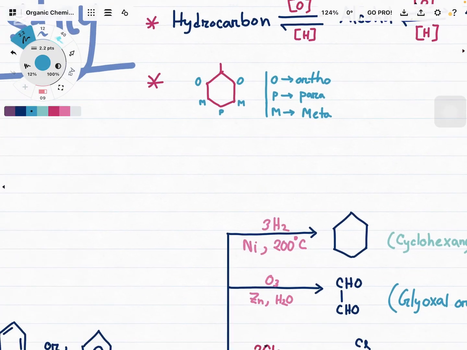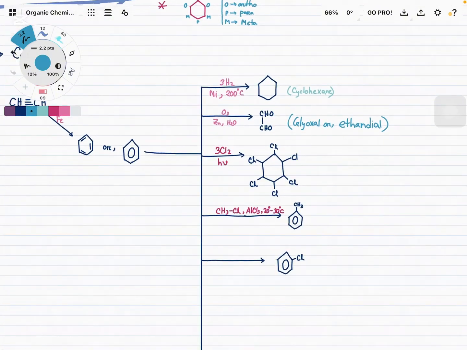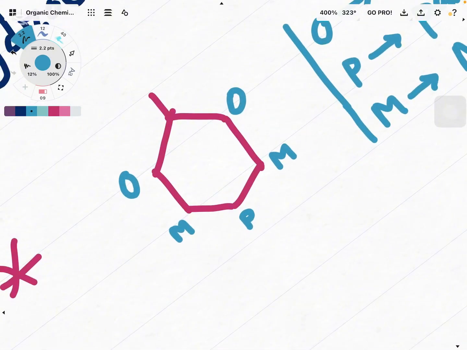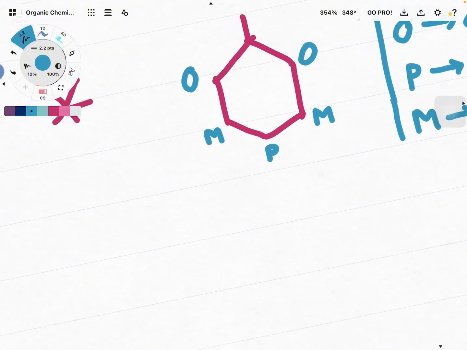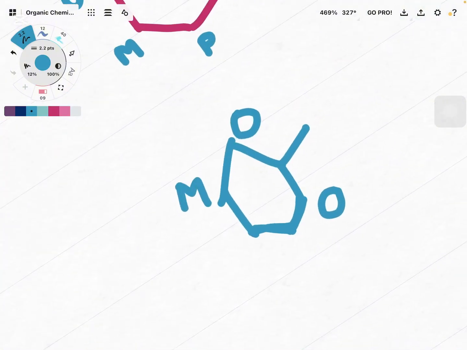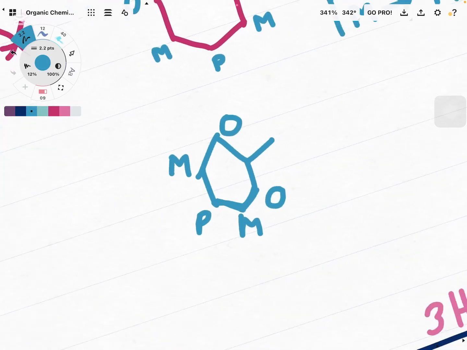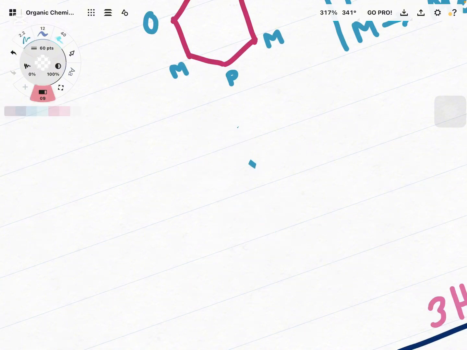Okay, so it is important. There is an important thing here: it matters where we put the functional group, because if we put the functional group there, then these two will be ortho, these two will be meta, and the opposite will be para. So it is really important that we know where we're putting the functional group.